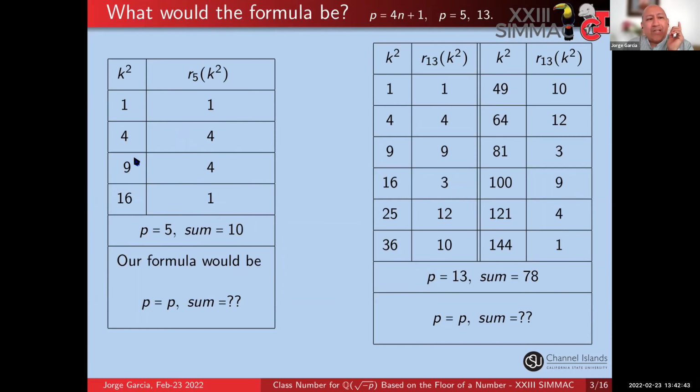And for instance, k equals 3, when you square it, that's 9. 9 is congruent to 4 modulus 5. K equals 4. When you square it, that's 16. But 16 is congruent to 1 modulus 5, right? Modulus p. And the sum is 10. The other sum is 78.